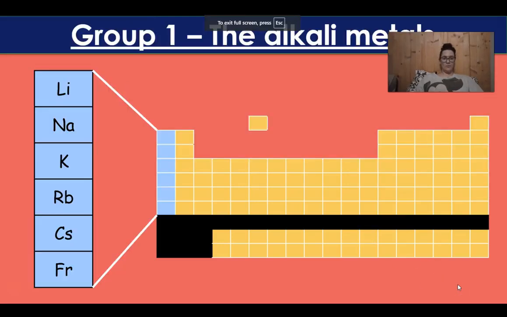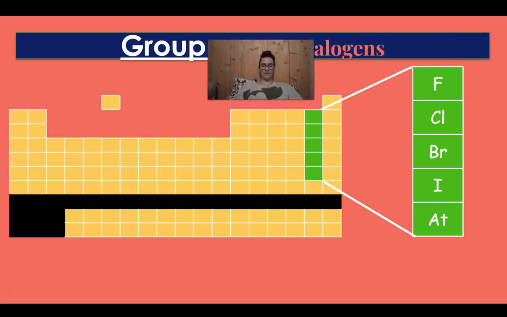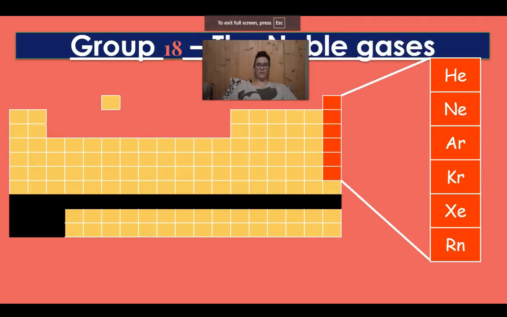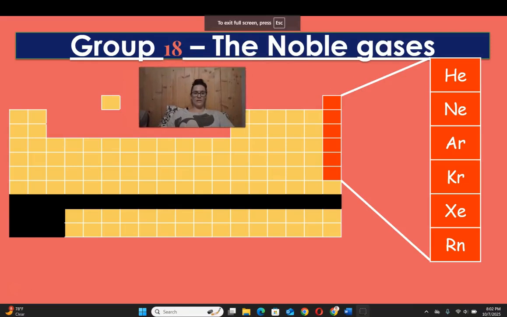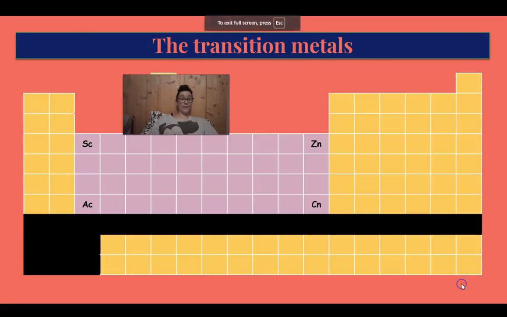So as a reminder, group 1 is called the alkali metals, and group 17 is called the halogens. Remember, they're very reactive because halogens only need to gain 1 valence electron, just like the alkali metals are very reactive because they only have to lose 1 valence electron. Group 18, the noble gases, are hoity-toity and happy the way they are, so they don't like to gain or lose any valence electrons. We have our transition metals here.